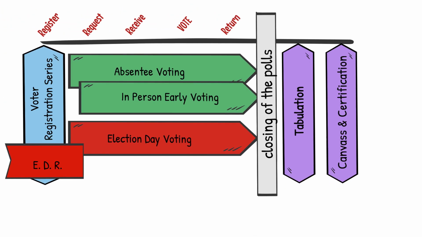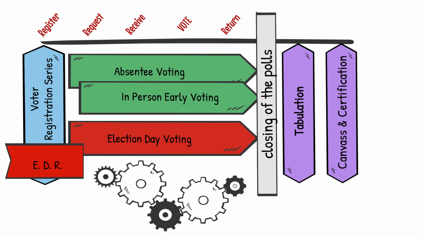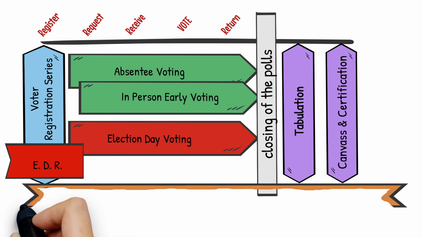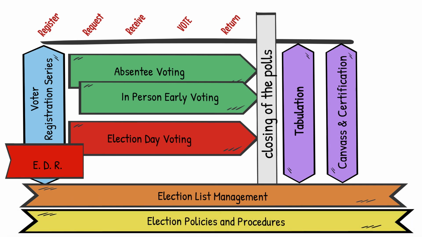In addition to the election process itself, there are several more moving parts that it takes to make the election machine run. These include registration list management, as well as election policies and procedures, each of which we will look at in their own series.